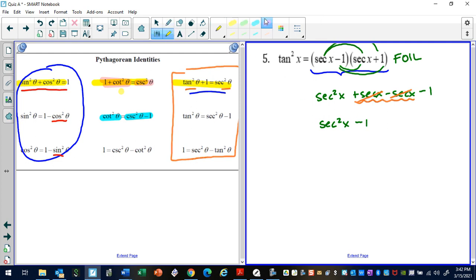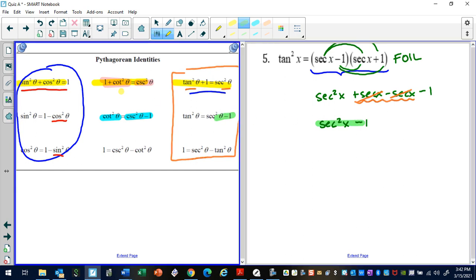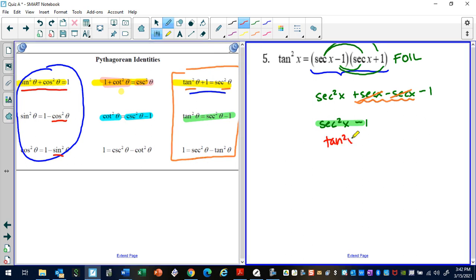Put your detective badge on, look for it. This is something. Secant squared minus 1, where is he? Here he is, tangent squared. And that's what you were trying to get. Cool, just that last step is a Pythagorean identity.